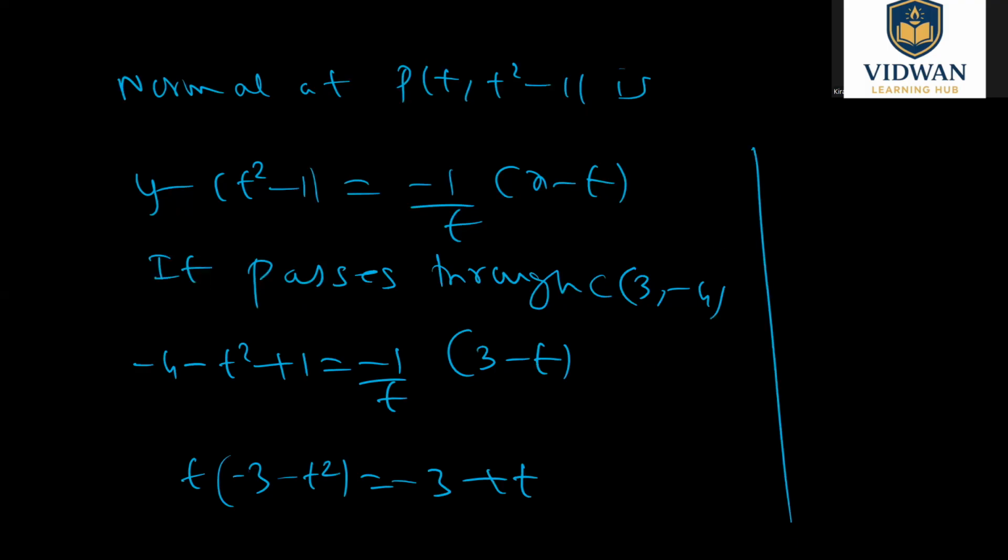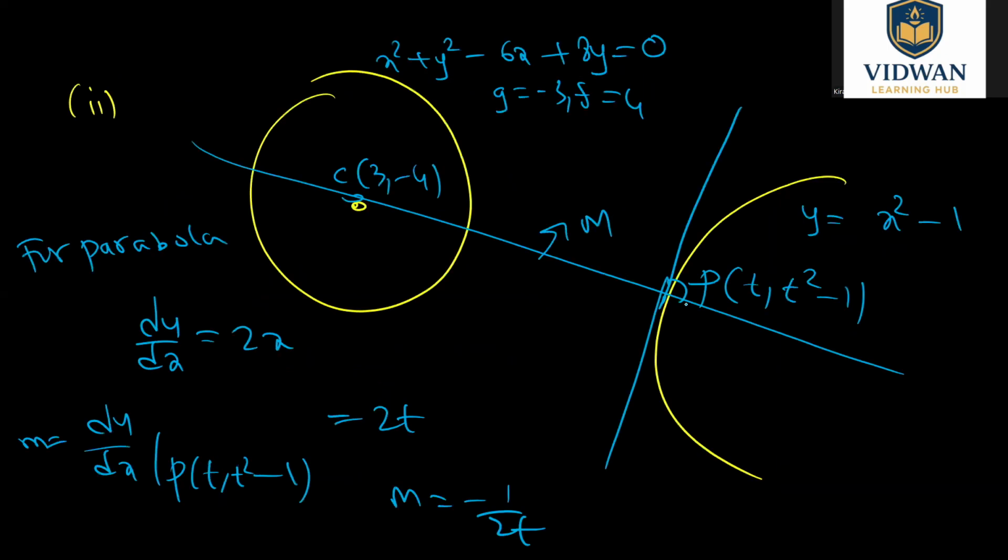Let us write down the equation: minus 3t minus t cube equal to minus 3 plus t, or t cube plus 4t minus 3 equal to 0. You just solve for t here, and once you get the value of t, you will know the point P.